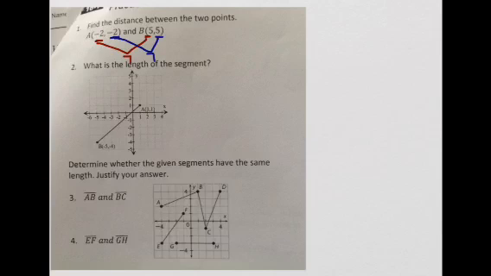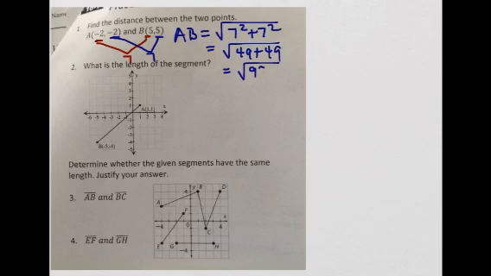So from A to B, you're going to do the square root of 7 squared plus 7 squared. So that's the square root of 49 plus 49. So that's the square root of 98.